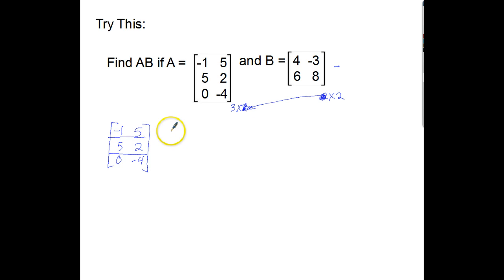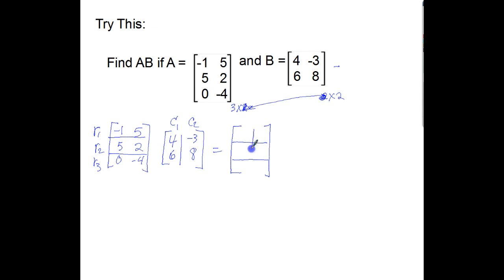And take the second matrix and divide it up into columns. Okay, so row 1, row 2, row 3, column 1, column 2. And we've determined that we're going to have a 3 by 2 answer, so I'm going to make an answer blank here that looks 3 by 2. Partition it off so that you can see the rows and columns.